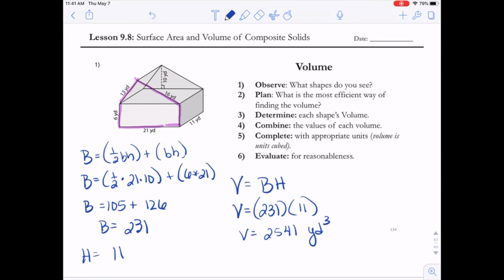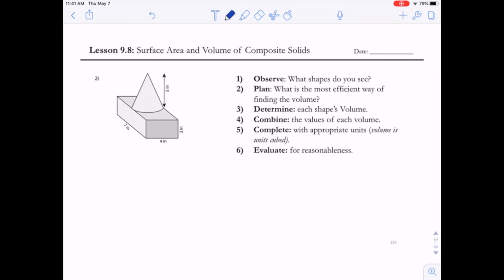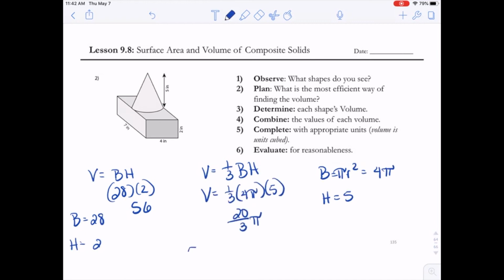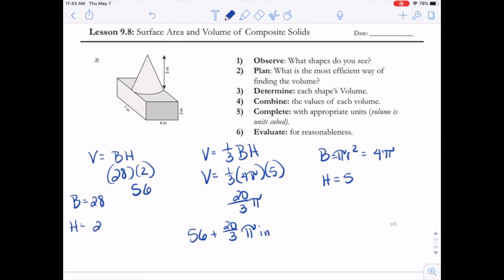And units for volume are always in units cubed. Similarly, we can find the volume of the rectangular prism and the volume of the cone and add those together. So we have 56 and 20/3 pi inches cubed. You cannot add the 56 to the 20/3 because 20/3 is multiplied to pi.